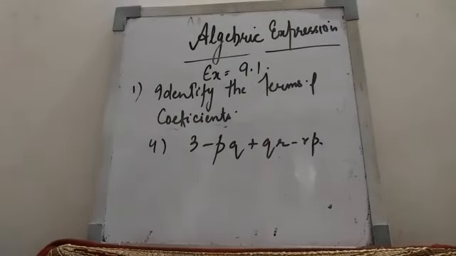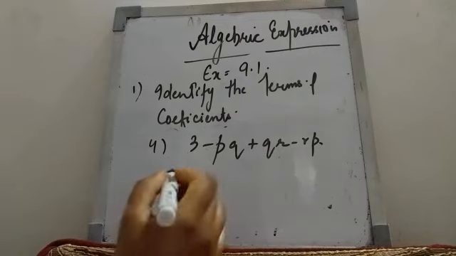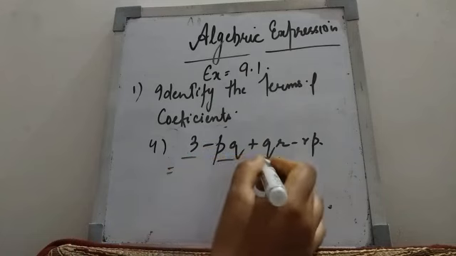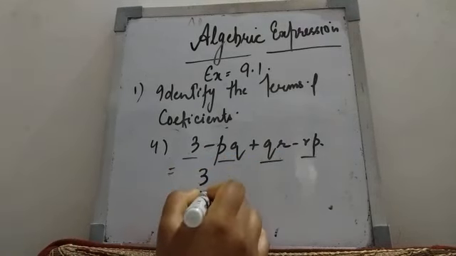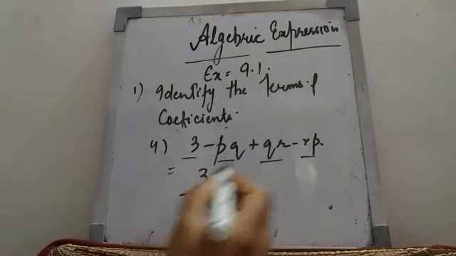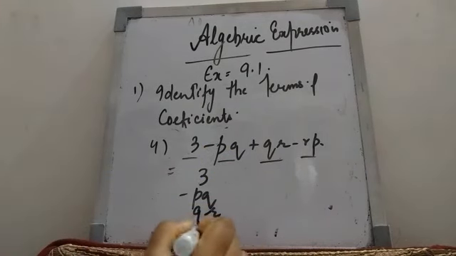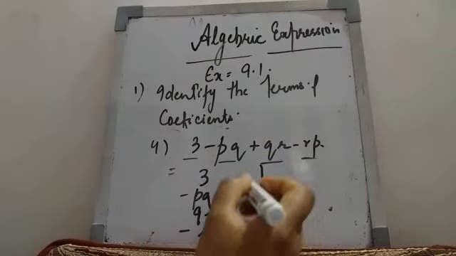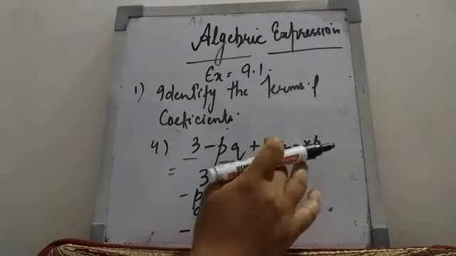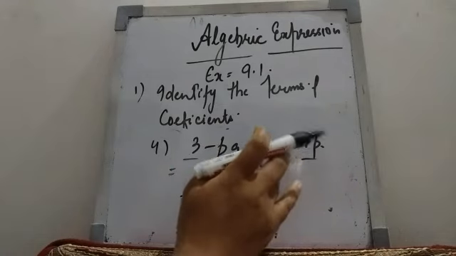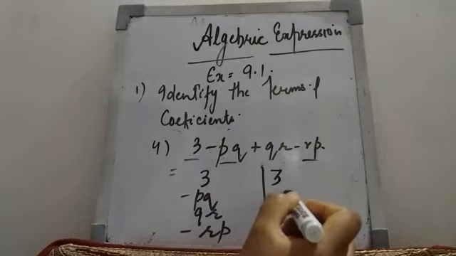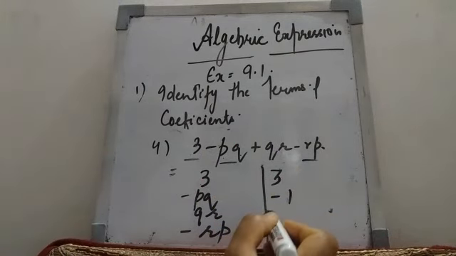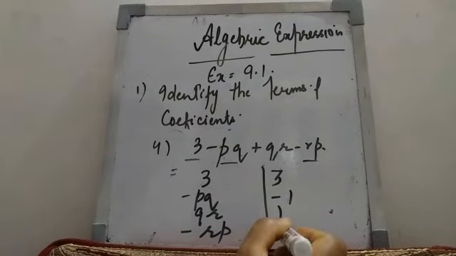Now fourth part is 3 minus pq plus qr minus rp. There are four terms, 3, pq, qr and rp. So I write them separately as 3, minus pq, then qr, and minus rp. The coefficient of 3 is 3. And the coefficient of pq is minus 1, the coefficient of qr is 1, and the coefficient of rp is minus 1.